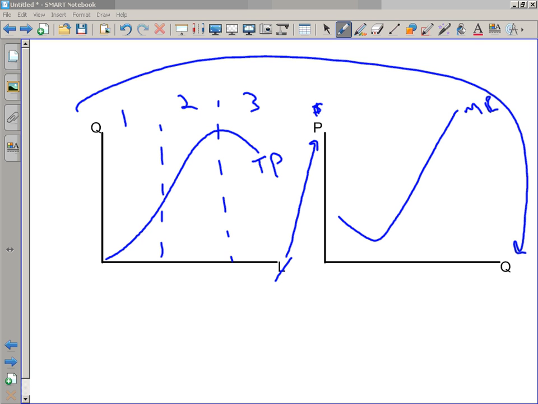So this area, stage 1, on our production function, where we have increasing returns, would be associated with the range where the marginal cost curve is falling. So that's what I'll call stage 1. This area, stage 2, of decreasing marginal product is going to be an increasing marginal cost, and this is stage 2. And why is that?